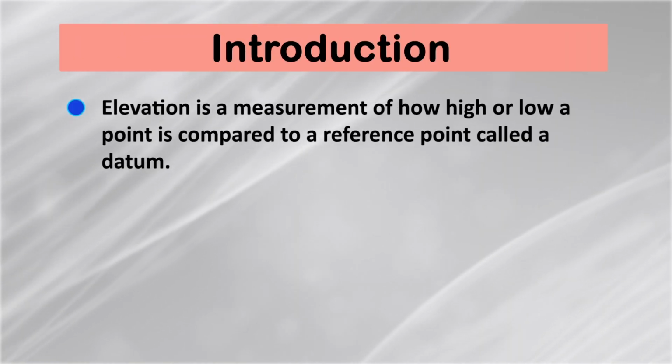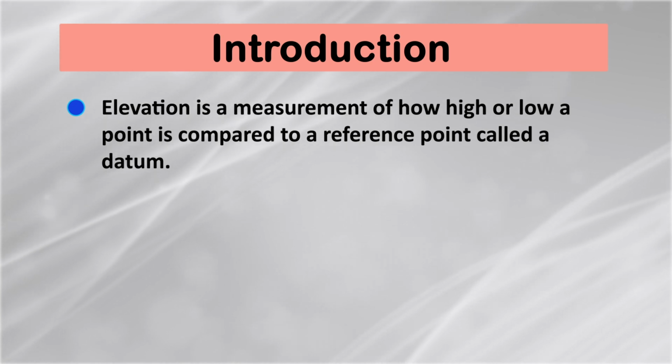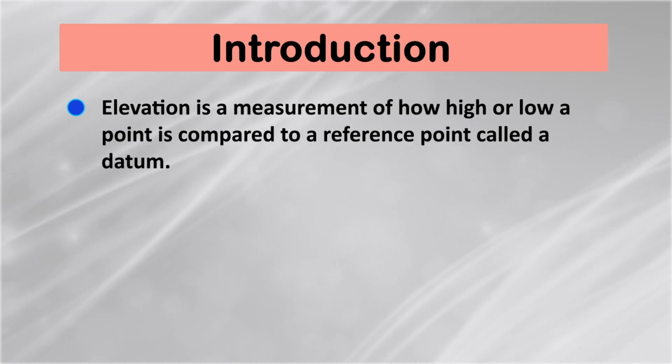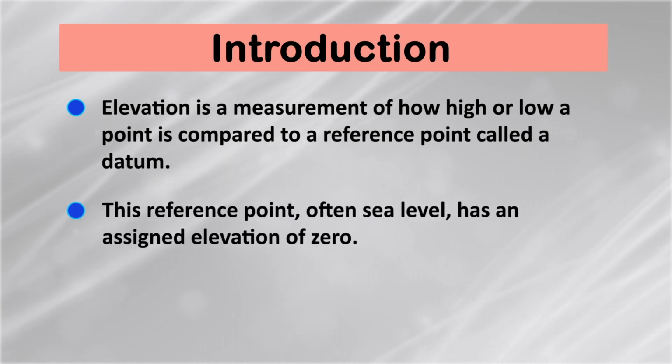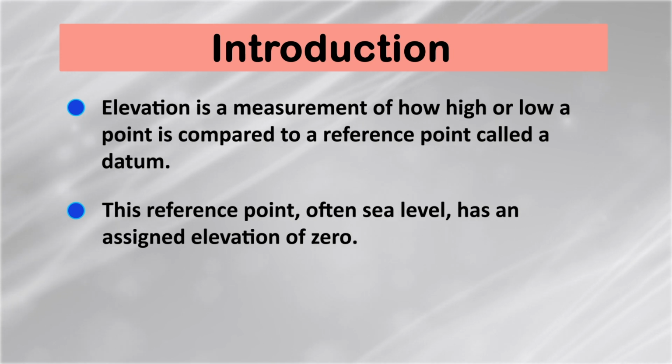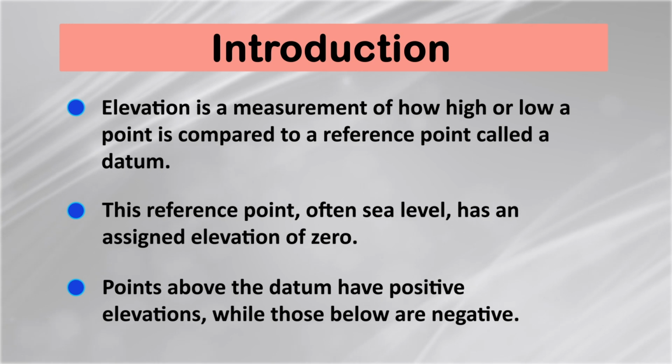Elevation is a measurement of how high or low a point is compared to a reference point called datum. This reference point of sea level has an assigned elevation of 0. Points above the datum have positive elevation while those below are negative. The terms grade and altitude are sometimes used interchangeably with elevation, but grade is more common in construction, while altitude refers to height above sea level.